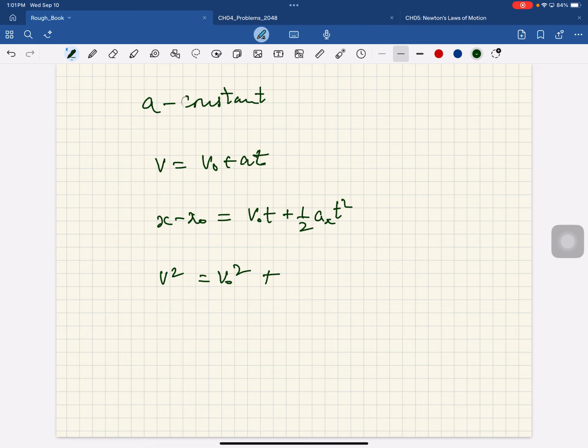Okay, so these are the three equations that we use, and you apply this to the x motion and the y motion. And you use one of these three equations depending on what it is that you're trying to solve for. So if you're going to use this equation, there's one unknown and the rest is known, and so on. In general.